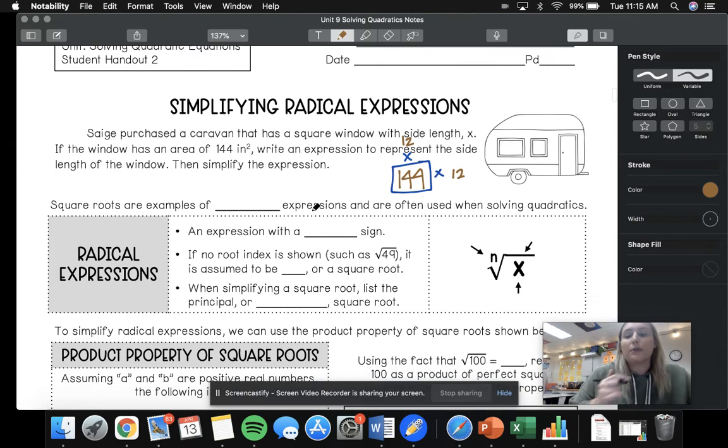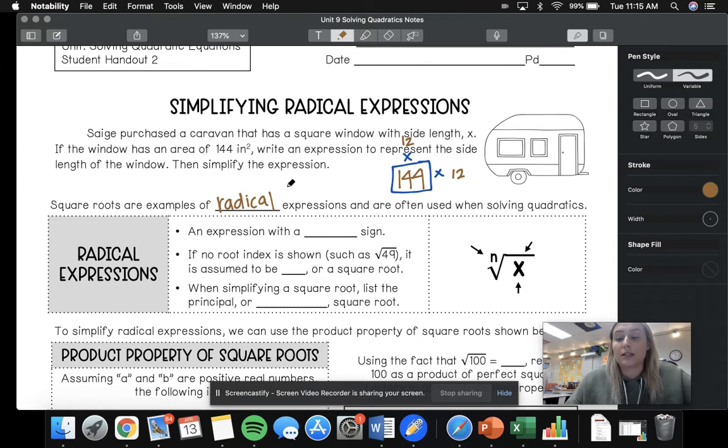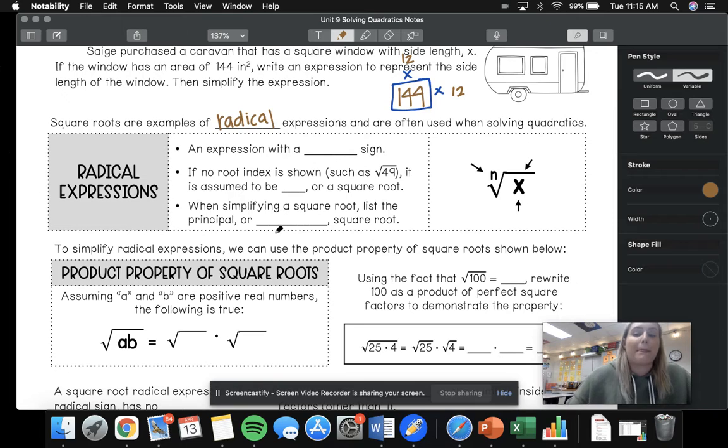Another way to do this, without just using our common sense of perfect squares, is by taking square roots. Square roots are examples of radical expressions and are often used to help us solve quadratics, so this is going to help us for the rest of this unit. A square root usually doesn't have anything right there. An expression will have a radical sign, and the radical sign would be right here.